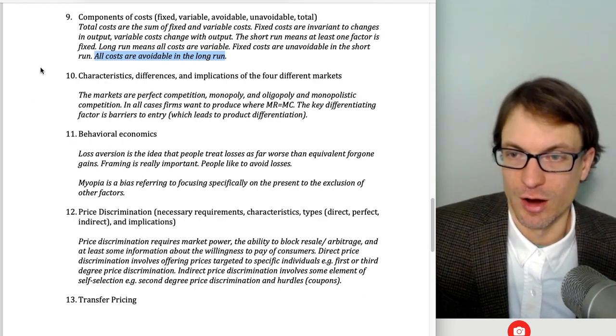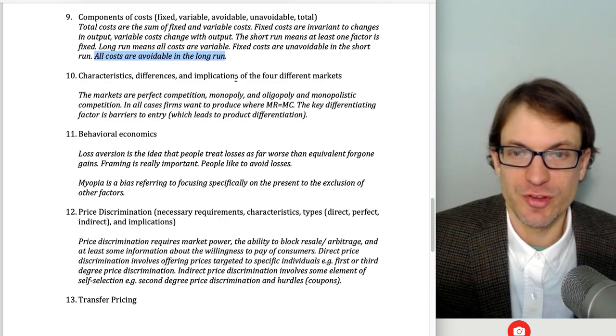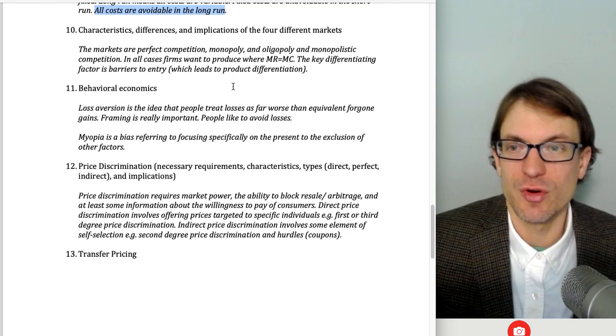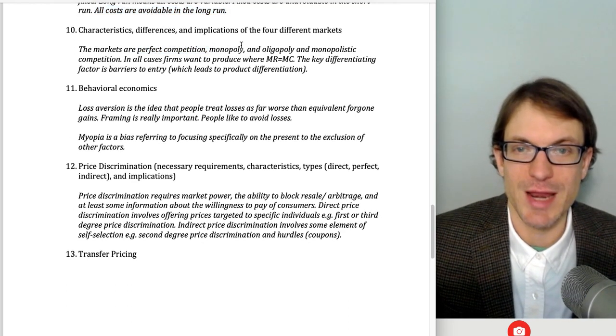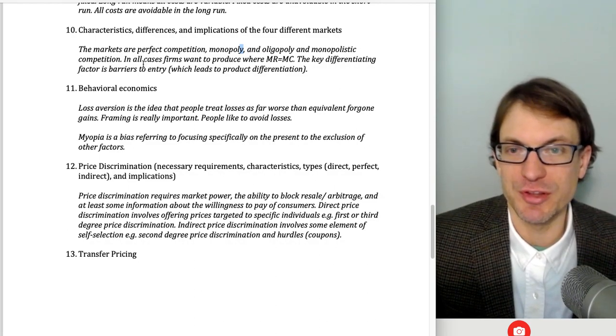So, all right. Characteristics, differences, and implications of the four different markets. So the markets are perfect competition, monopoly, oligopoly, and monopolistic competition.